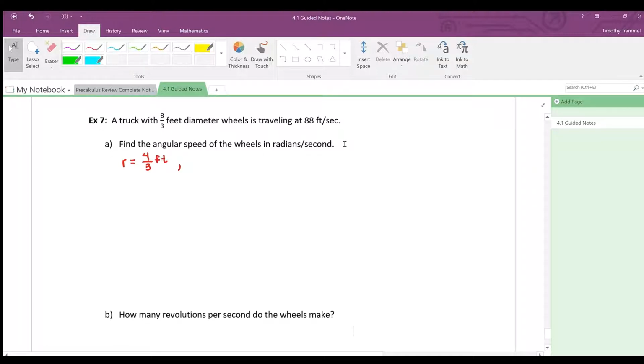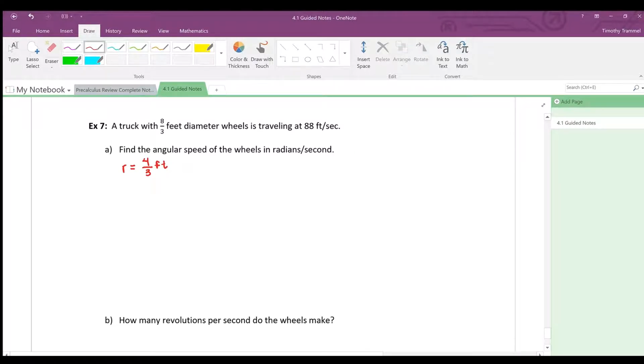Now the truck is traveling 88 feet per second. And so this isn't measuring how fast these are spinning around, right? This is in feet per second, not radians, revolutions, anything like that. This is actually measuring linear speed. So this is V. So V equals 88 feet per second. And what we're asked to find is the angular speed.